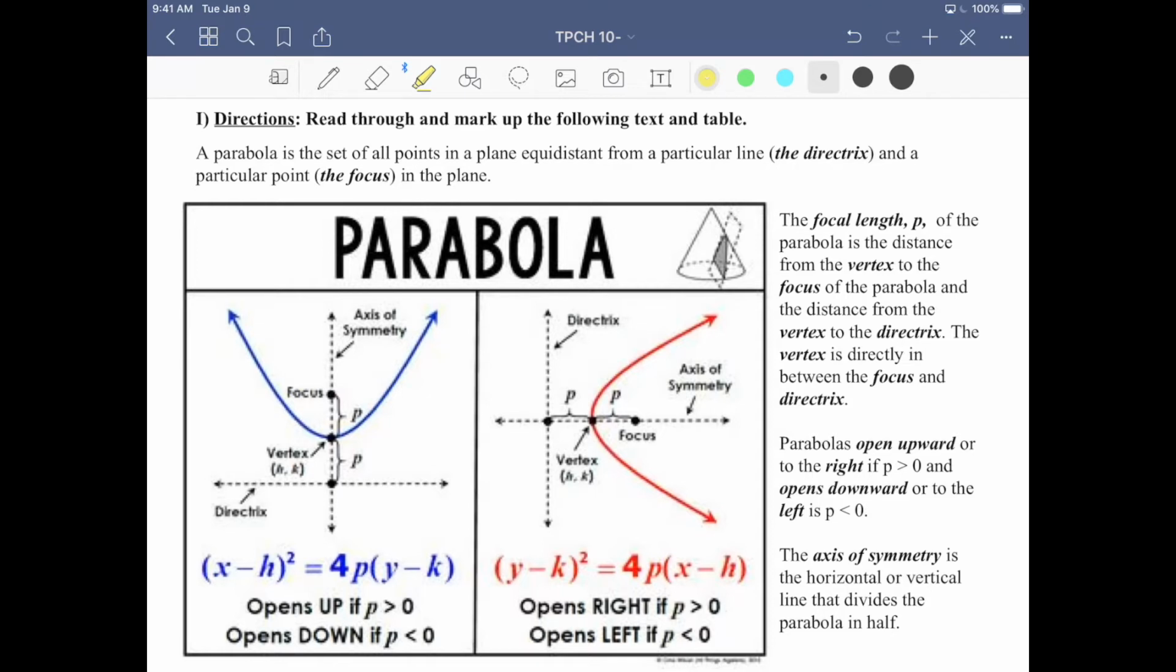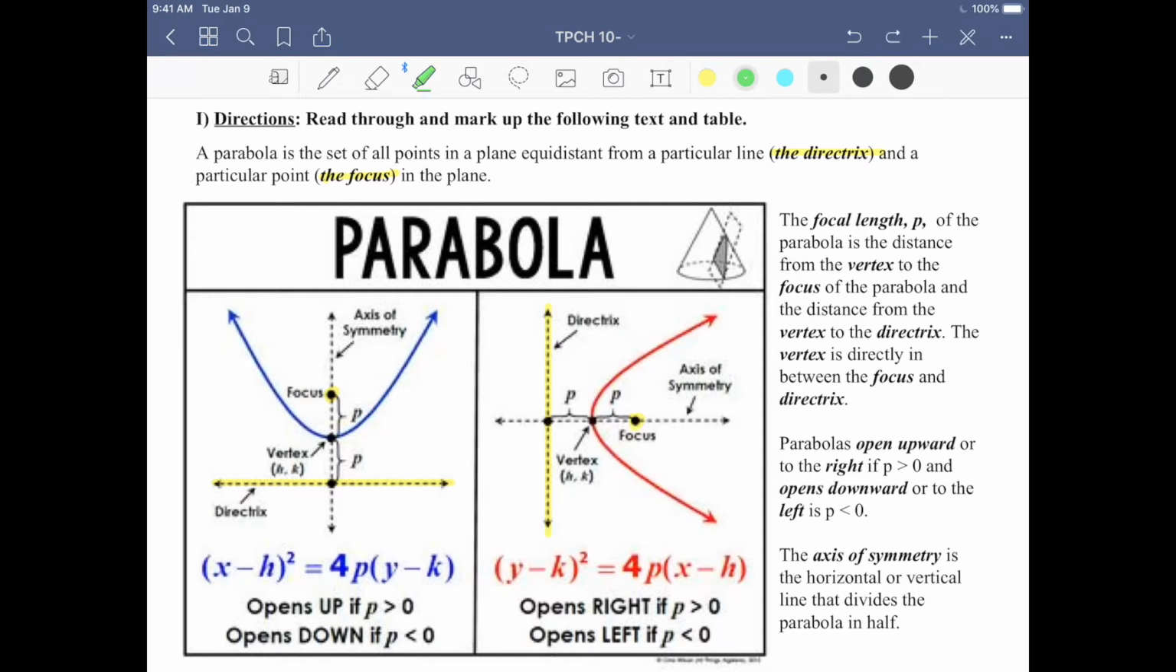A parabola is a set of all points in a plane equidistant from a particular line, which is called the directrix, and a particular point, the focus, in the plane. So we have two new vocabulary words we haven't heard of when we talk about parabolas, which is the directrix and the focus. The directrix in both of these diagrams is a line. It's either a horizontal line if the parabola is facing up or down, or it's a vertical line if the parabola is facing left or right. And we also have our focus.